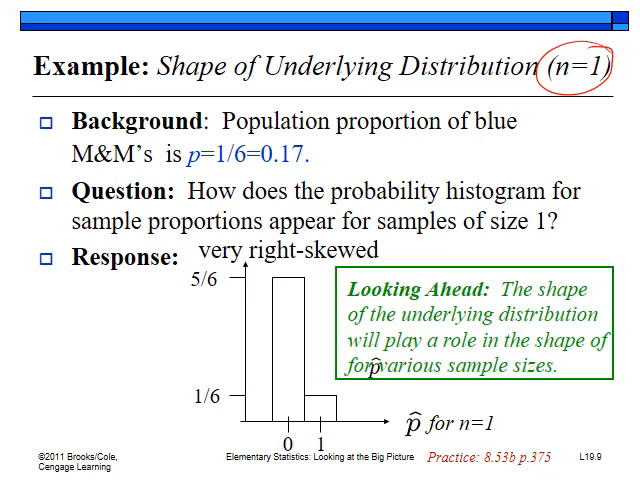And recall that the shape of this distribution is going to be important because as we increase the sample size, the skewness of the histogram, or the skewness of the distribution, will go down. It will approach becoming normal.